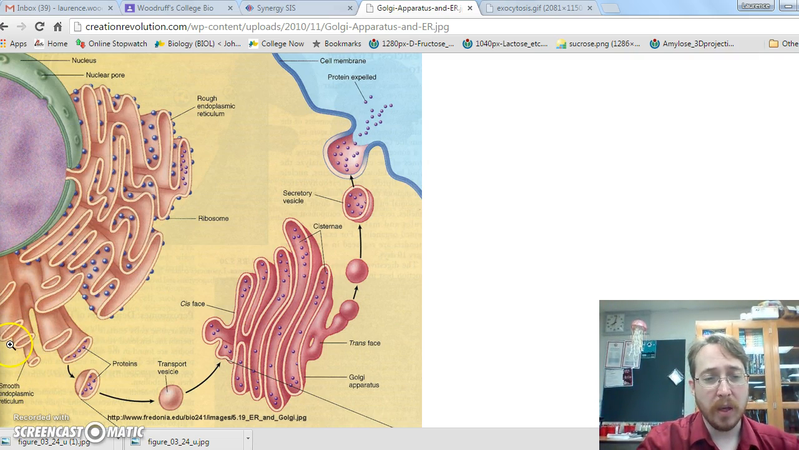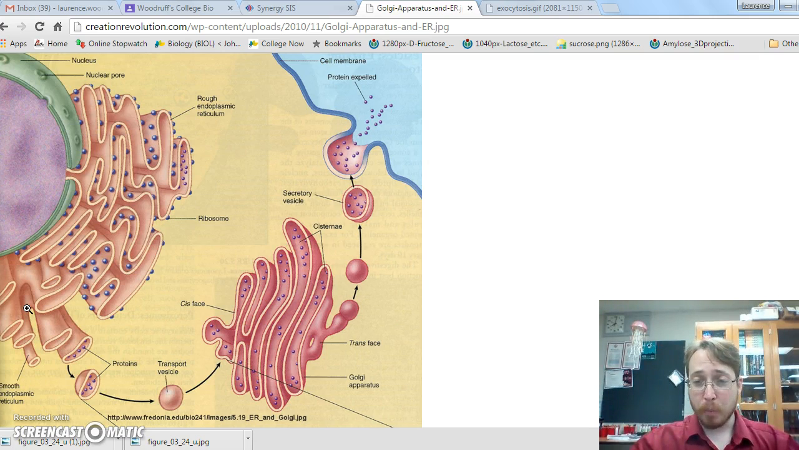Now the smooth ER, well, if there are no ribosomes there, then there's no protein products that are going to get made. So the smooth ER really doesn't deal much with proteins. That part is used to make phospholipids that will be used in other parts of the cell. So we have lots of membranes in the cell. We've got a cell membrane, we've got membranes that are part of the Golgi body, we have membranes that are part of the ER, we have membranes that are part of the nucleus, we have membranes that surround other organelles. So we need phospholipids, and they got to be made someplace. So they're often made in the smooth ER.